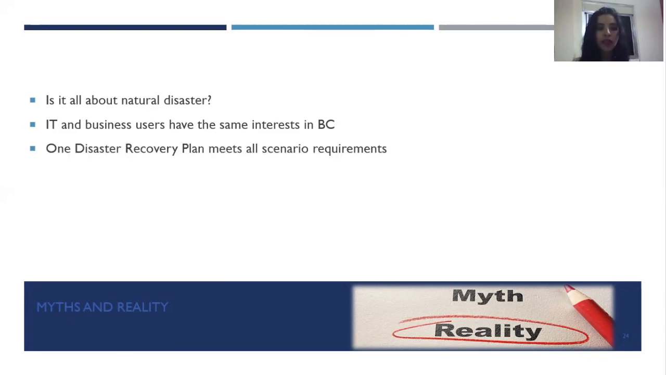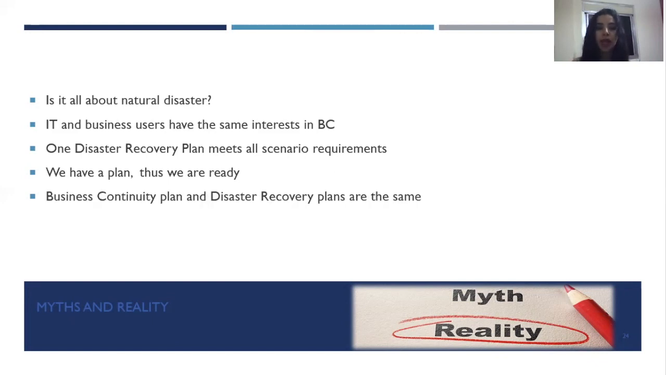One disaster recovery plan meets all scenario requirements? Of course not. We have a plan, thus we are ready? No. Here we say, again, you should test your plans. Business continuity plan and disaster recovery plans are the same? Well, no, they are not the same. Disaster recovery plans are, let's say, a sub-segment within the business continuity plan.